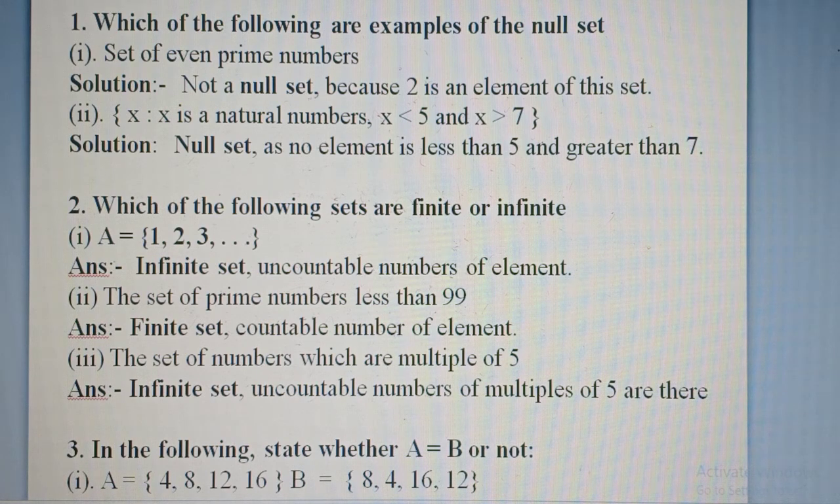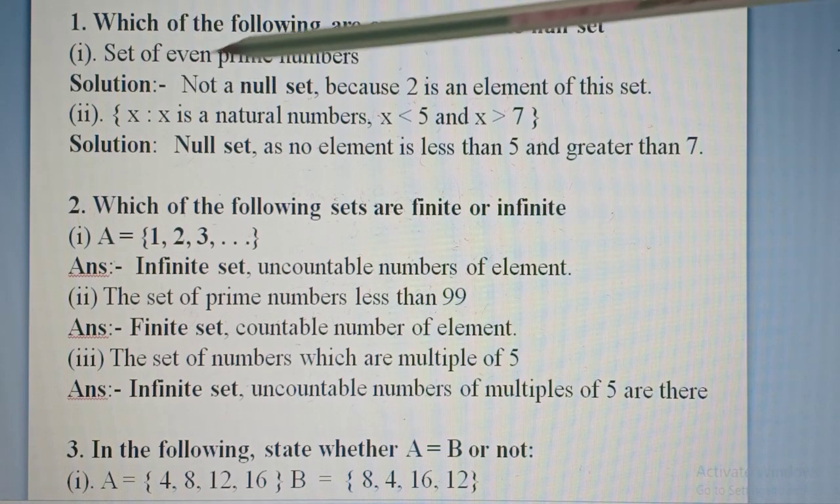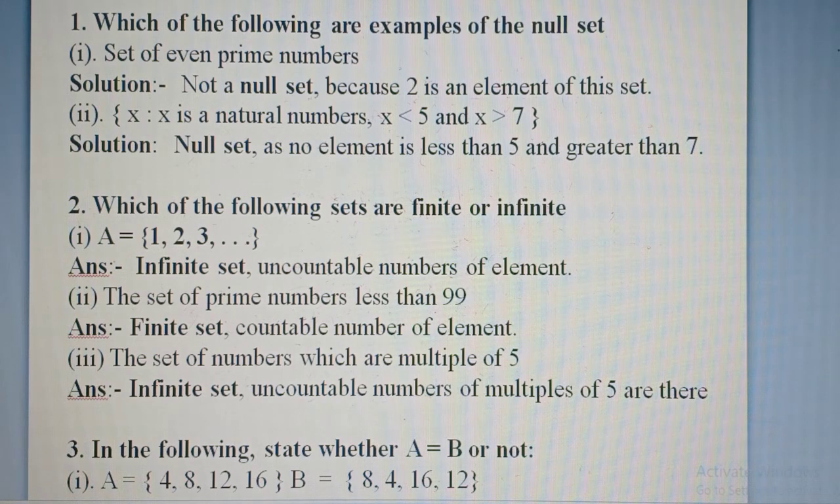Here I am going to discuss some questions. The first question is, which of the following are examples of null set? So students, null set, as I have explained, means it is a set where there is no element. The first is the set of even prime numbers. So students, is there any element, any even prime number? Yes, only 2 is an element which is an even prime number. So it is not a null set because 2 is present. Okay students, so 2 is the only element in this set, so it is not a null set.